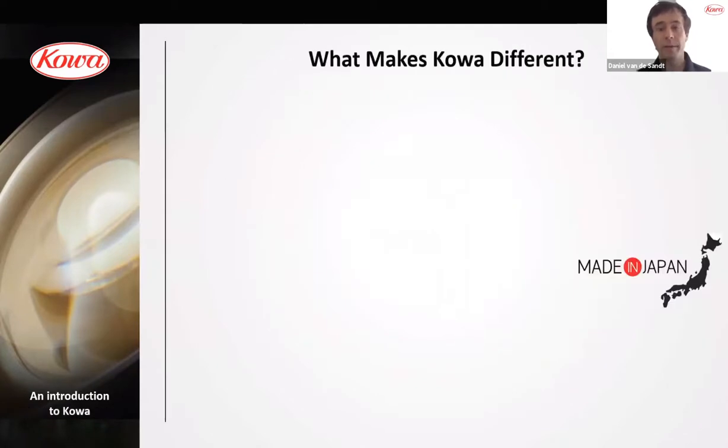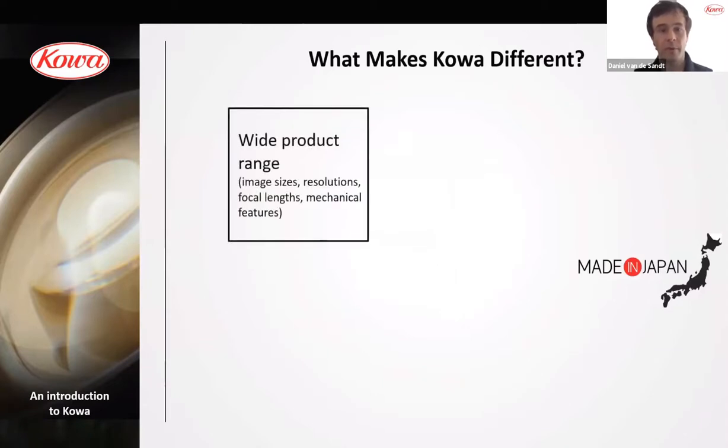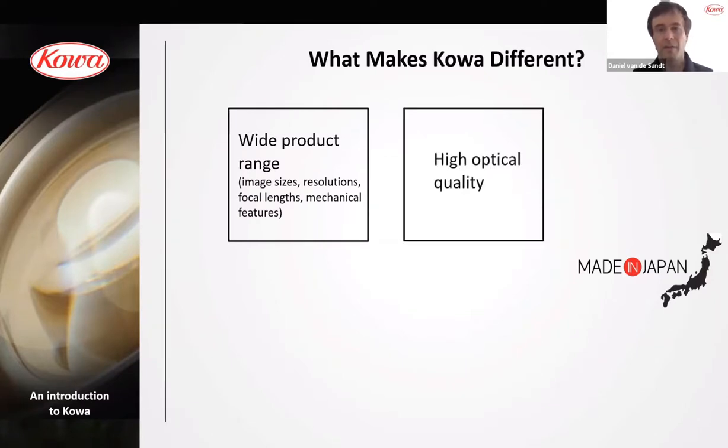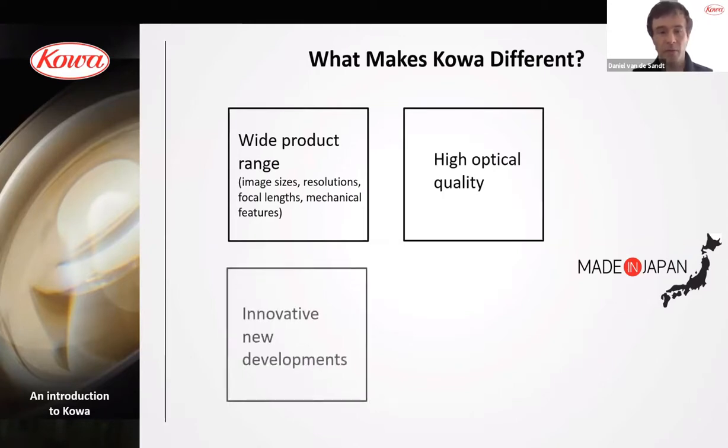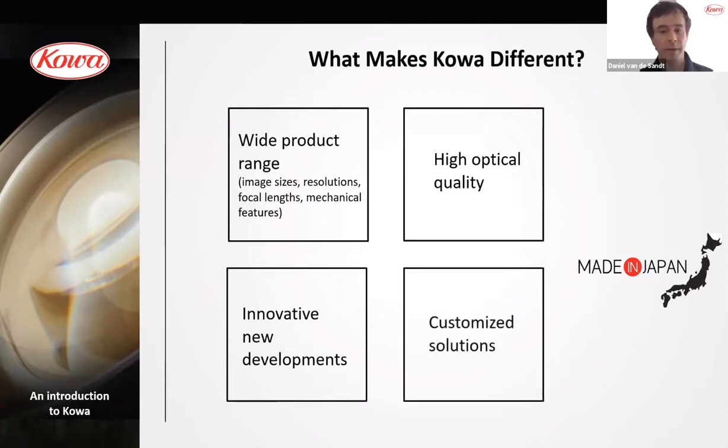So what makes COVA as a lens manufacturer different? We have a very wide product range. In our catalog, for most applications, you will probably find a standard lens. We position ourselves in the higher optical quality segment and try to differentiate ourselves by innovative new developments. So we try to differentiate ourselves by technical features and not by price. And beside this, we offer customized solutions in a quite flexible way.